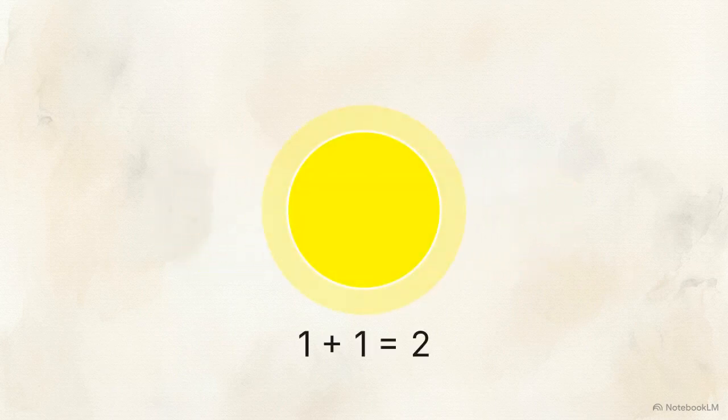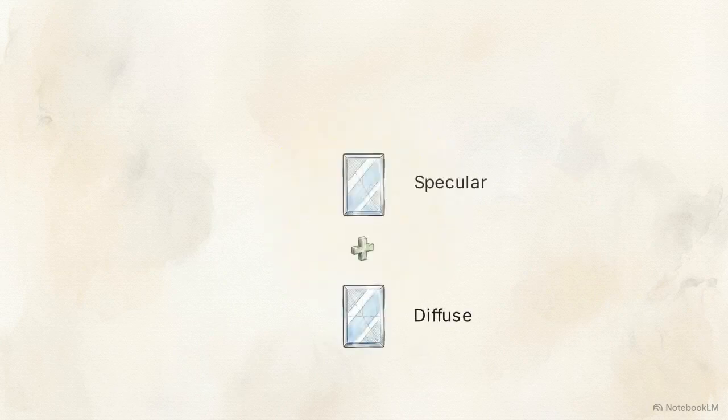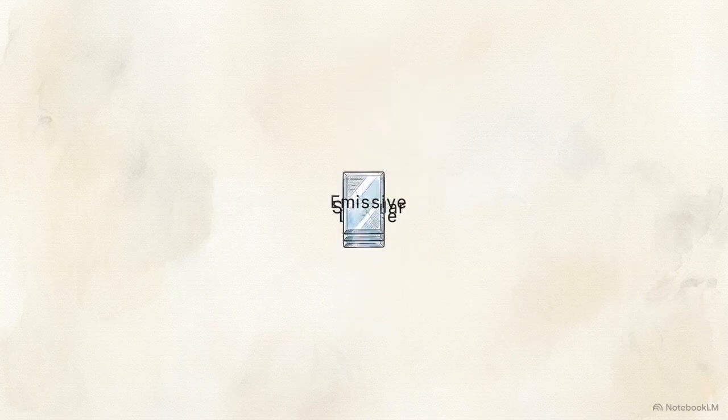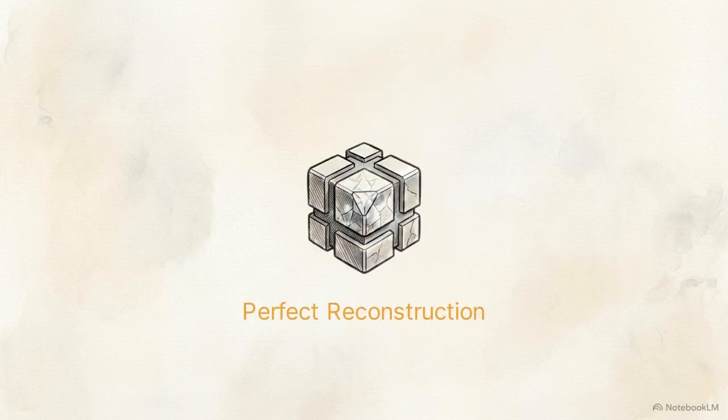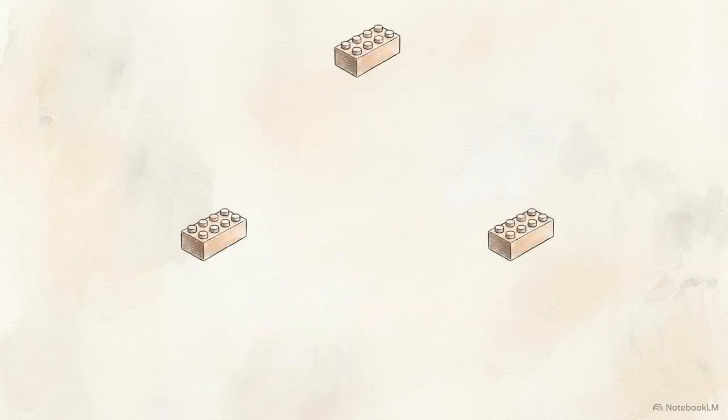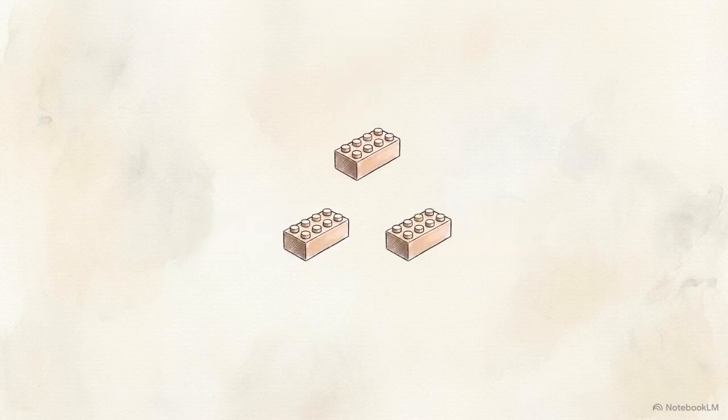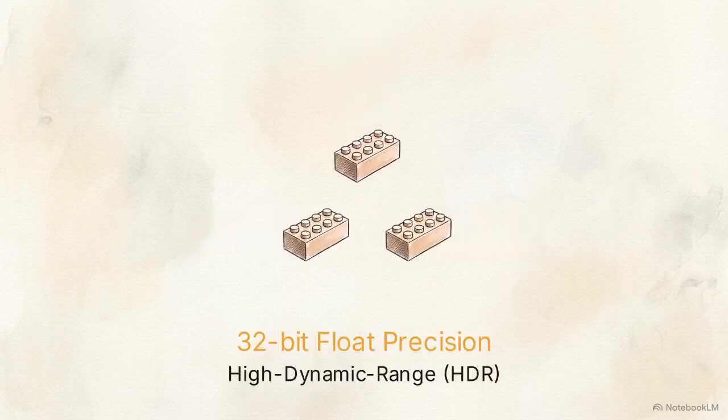Because we are working in this physically accurate space, the math to rebuild our image is strictly additive. 1 + 1 = 2. By using the linear dodge or add blending mode, we combine our diffuse, specular, and emissive layers back into the exact image we started with.